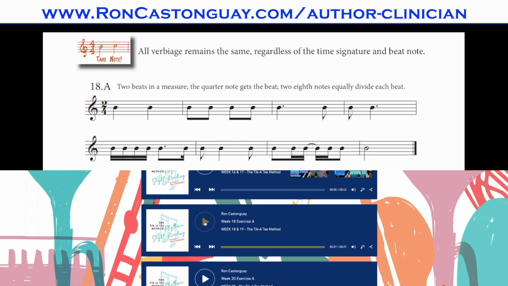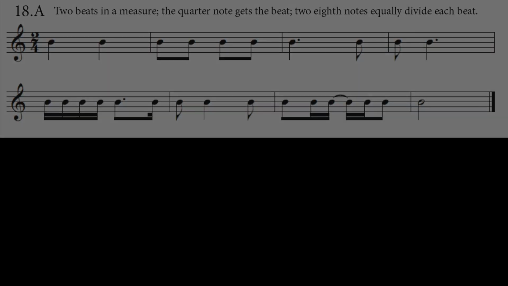There you have it, short and sweet. That is the MP3 for exercise 18A, and if you didn't choose option number 3, which is playing this exercise on your instrument, then now is the time to do that before moving on. And if you have, then let's move on to the next exercise.